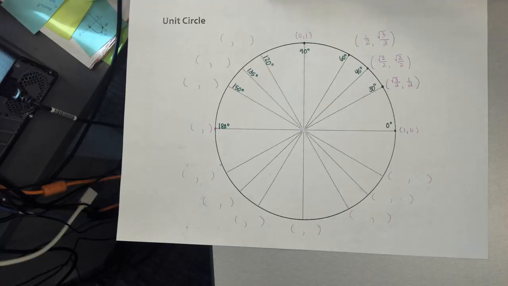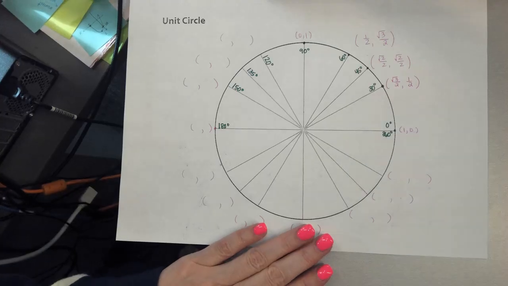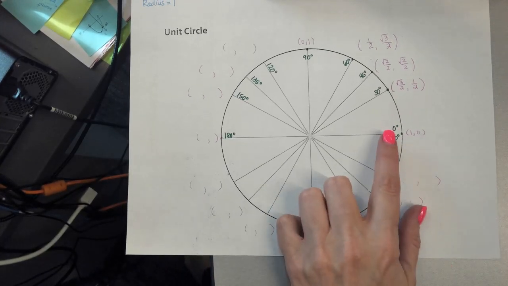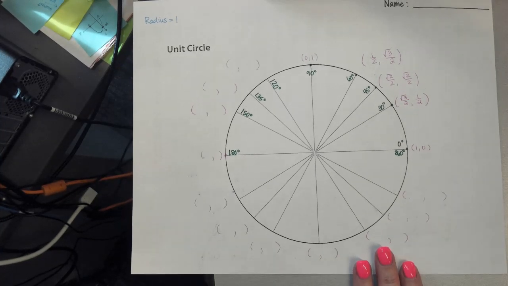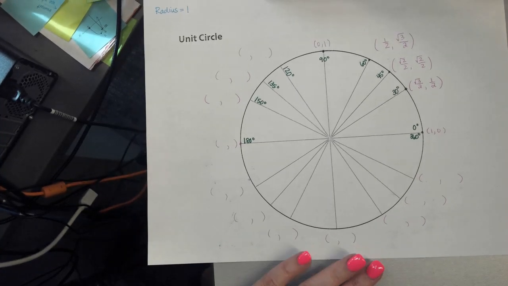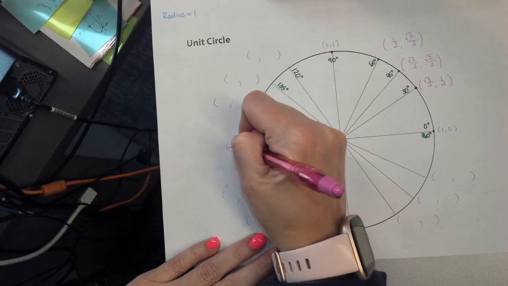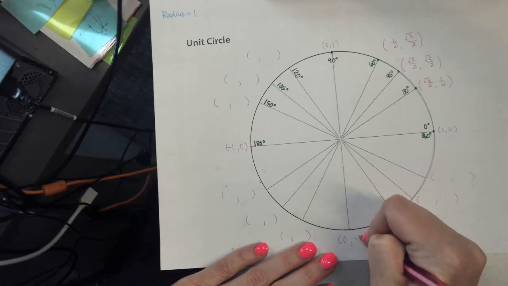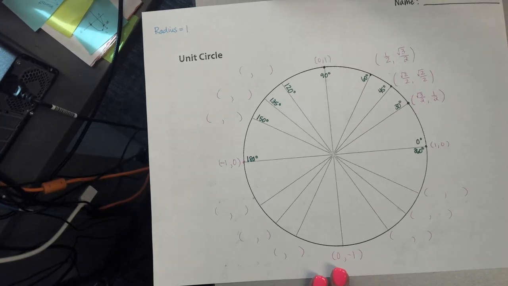If you're still finishing, thumbs up, that's okay. I just want to double check that you put the 360 degrees here. This is going to be the only spot that's going to have two of those values. And then make sure you put -1, 0 here, 0, -1 here. And then all of your points are going to be reflections.